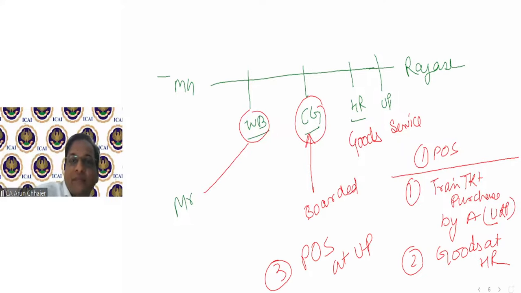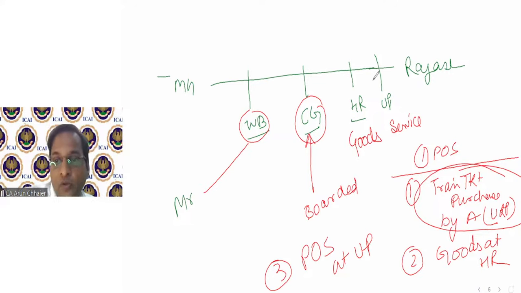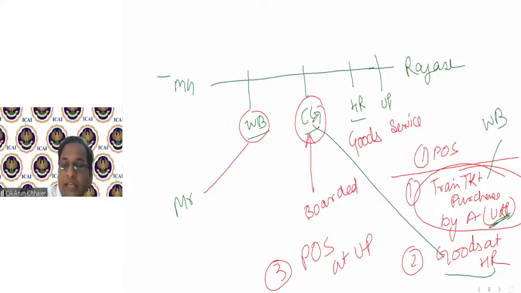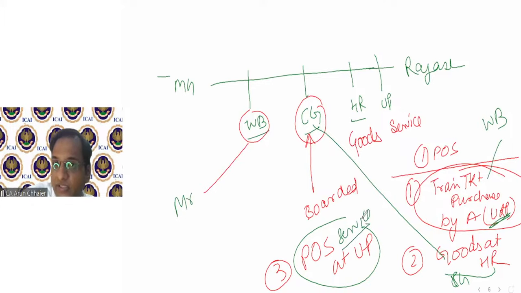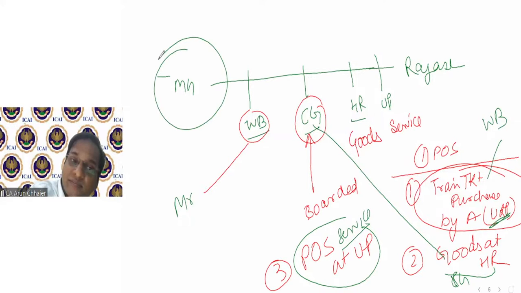Three questions I asked. The place of the supply of the train ticket, I have given one question also earlier. If it is unregistered, then the place where he has boarded the train, that is West Bengal. Goods where it has been taken on the board, that is Chhattisgarh. What is the place of the supply for services? Recently, we have discussed in case of the services, the starting location, departure of that conveyance. So, conveyance is being departed at Maharashtra. So, the place of the supply would be Maharashtra.